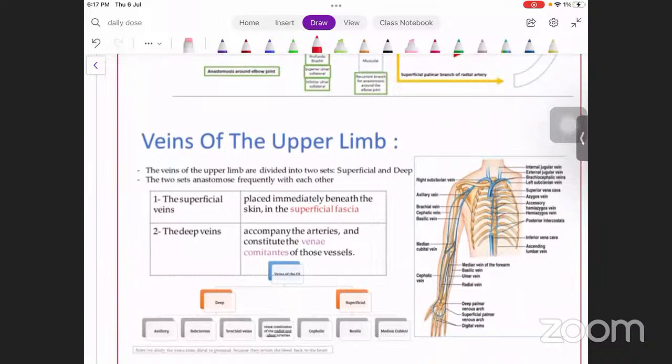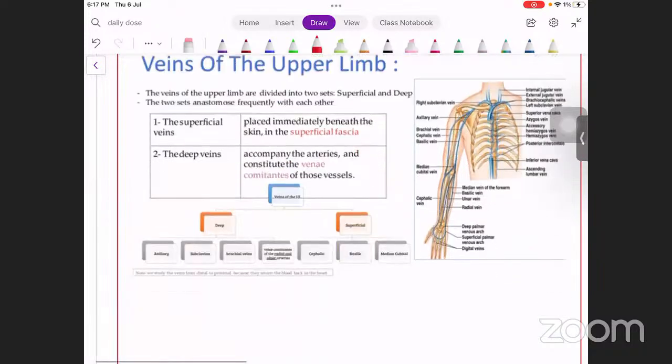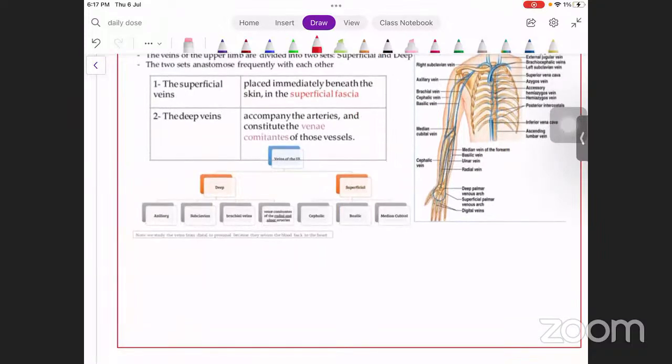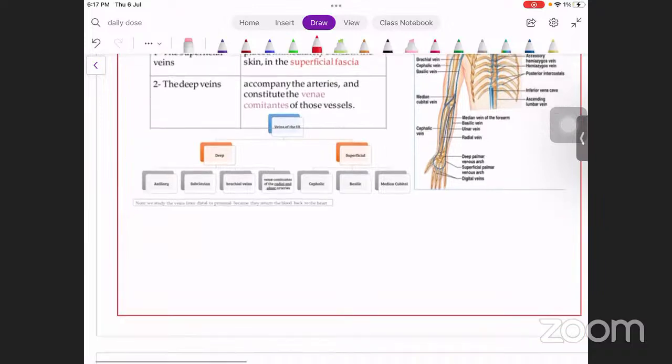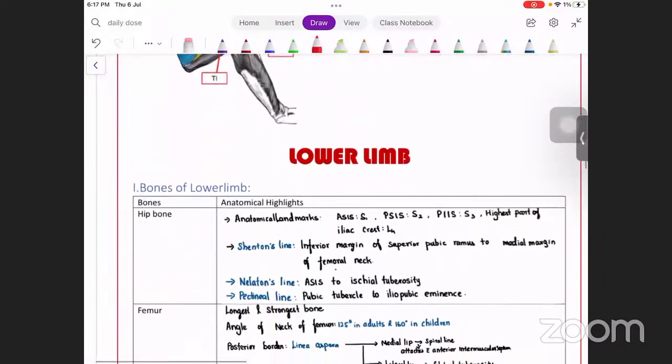While the veins of the upper limb could be either deep veins or superficial veins. Superficial veins are your cephalic vein, basilic vein, and medial cubital vein. The deep veins are axillary, subclavian, brachial, and then radial and ulnar veins. So the veins follow the arterial course, where you may see the radial and the ulnar veins combine with the brachial vein, the brachial vein to axillary, axillary to subclavian. That's why we call them venae comitantes, people.